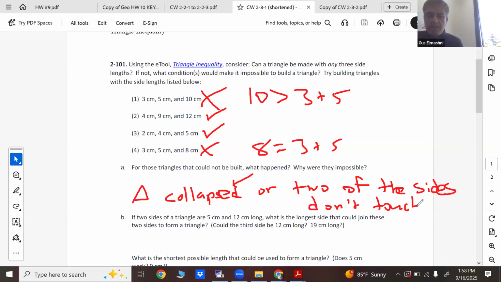All right. So now, armed with that knowledge, let's look at part B. If two sides are 5 and 12, what's the longest I could make the third side? So how long can I make it?